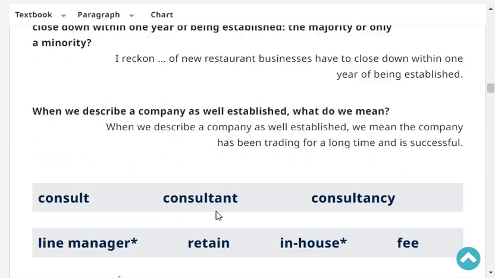When we describe a company as well established, what do we mean?